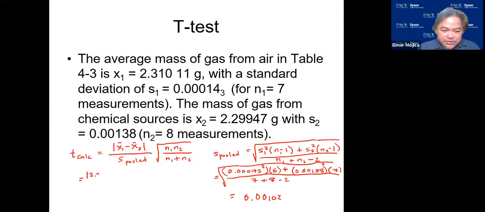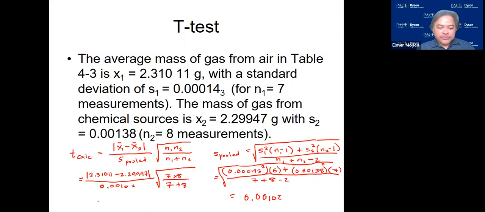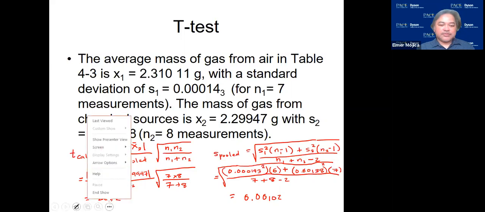Absolute value difference of 2.31011 minus 2.29947, and then I divide it with 0.00102, and then replace it with 7 times 8 over 7 plus 8. And I'm going to get here the value of around 24. So that's the T calc.